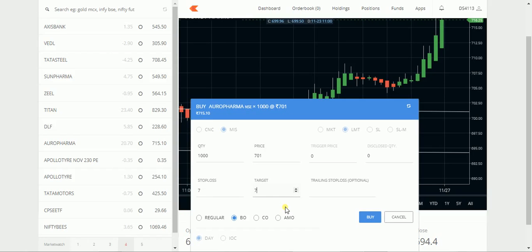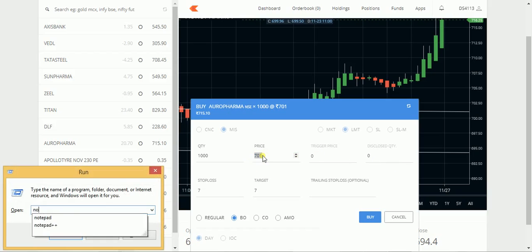Now I will also give a trailing stop loss. Trailing stop loss is something which will protect our profits. Suppose from 701 the price of the stock goes to 702. Let me open a notepad so that it's easier for you.